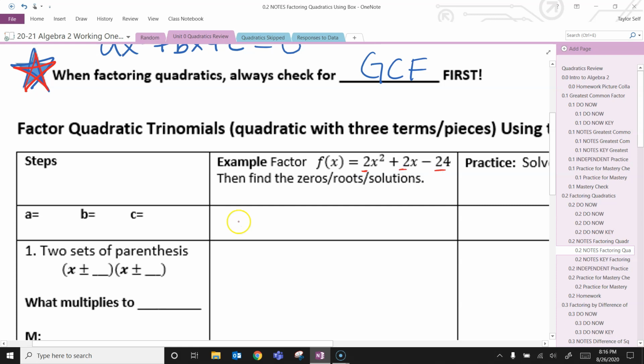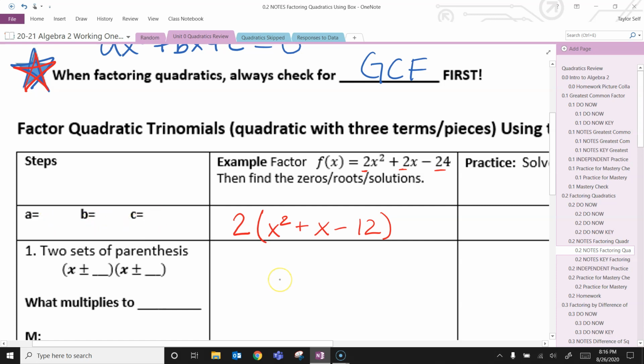What can go into all 3 of those numbers? 2. So I'm going to put the GCF 2 out here, parentheses, and now we write what's left. 2 divided by 2 is 1. We don't need to write the 1, so we have x squared plus 2 divided by 2 is 1 again. We don't need to write the 1, so we just write the x minus 24 divided by 2 is 12.